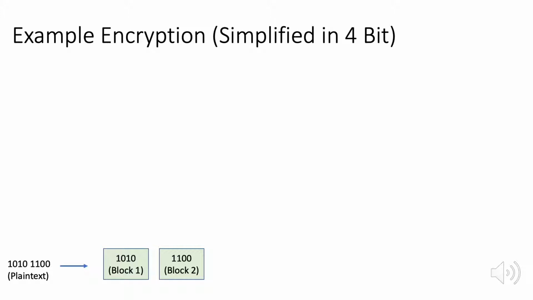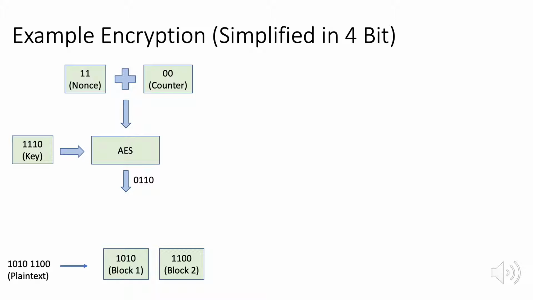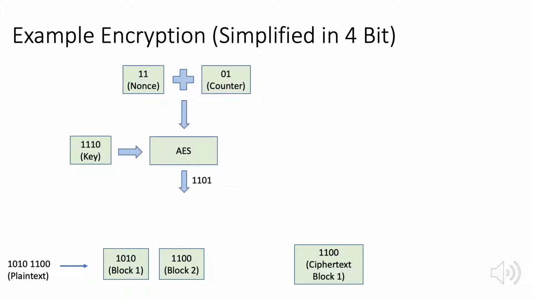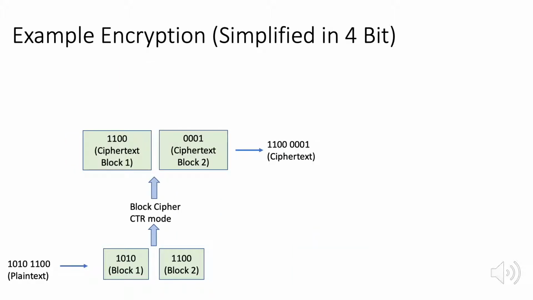For this example, we have simplified the encryption operation to 4 bits. We have an 8-bit plaintext which is split into 4-bit blocks, and for the nonce and counter we have 2 bits for each of them, which is then XORed with the first block 1010 to produce a ciphertext block with the value of 1100. And when we move on to the second block, the counter increments by 1 while the nonce and key remain the same. The output 1101 is then XORed with the second plaintext block 1100 to produce ciphertext block 0001. After this, the ciphertext blocks are combined to generate the 8-bit ciphertext.